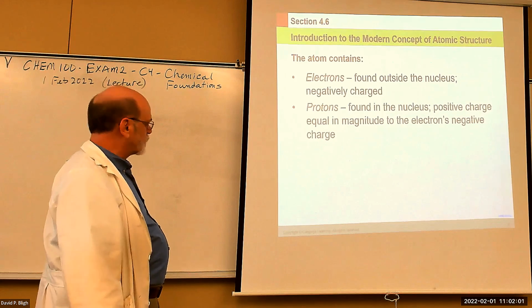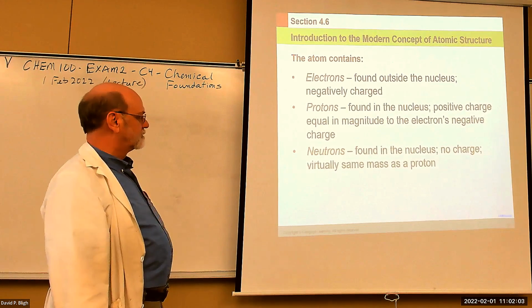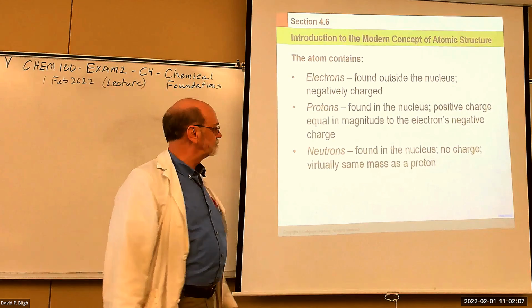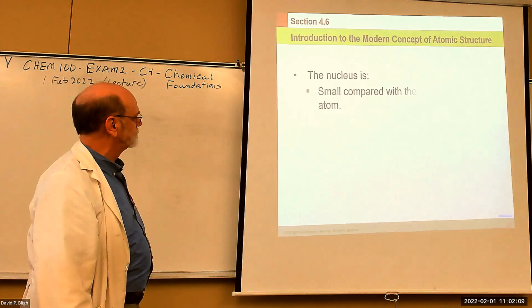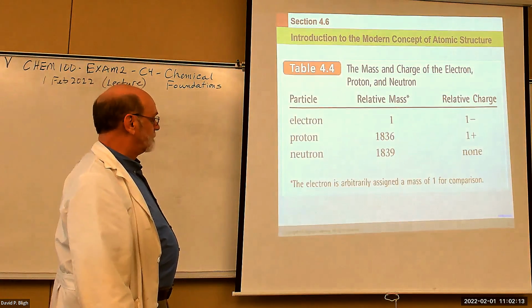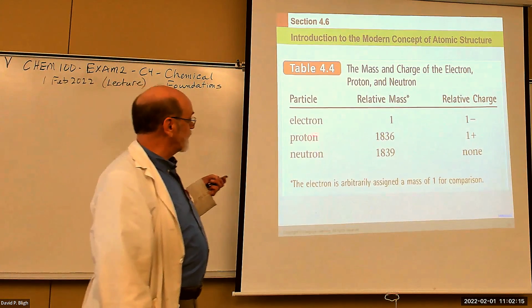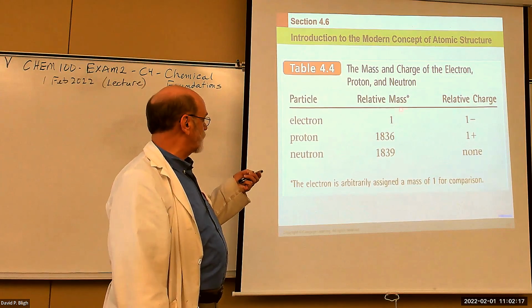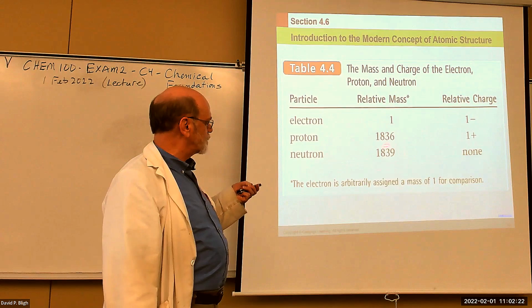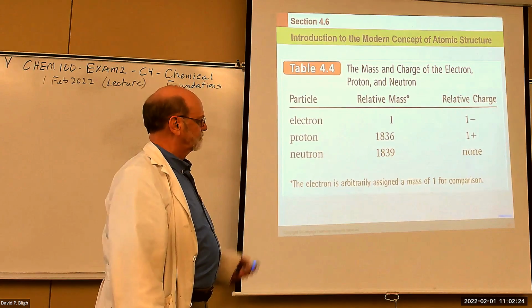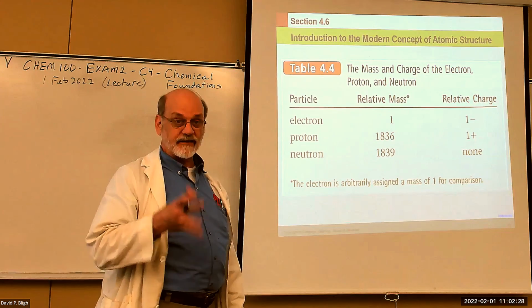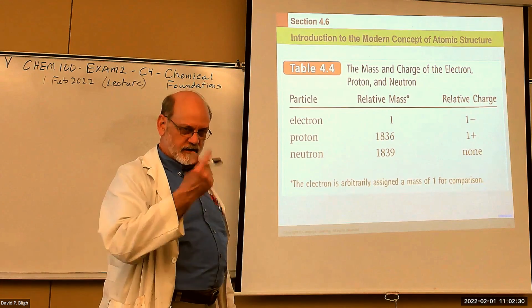Electrons, protons, neutrons. That's how we build an atom, with those three particles. Now, by comparison, if we say the electron weighs 1 unit of mass, the proton is about 1,800 times as big, and the neutron is just a hair bigger than that. So most of the mass is attributed to the proton and the neutron.